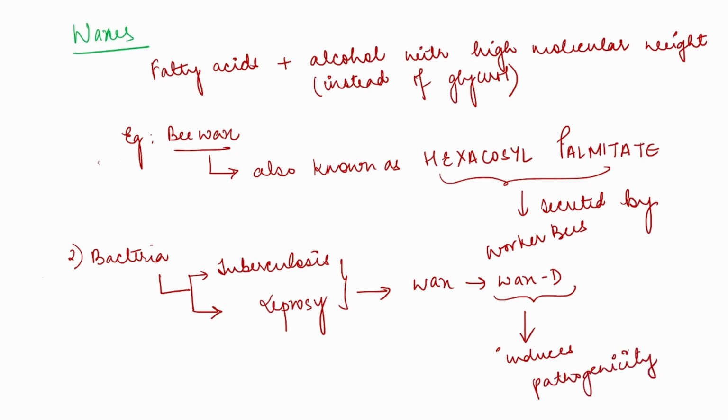So what is important here? In case of waxes, it is a reaction of fatty acid with alcohol other than glycerol, and that alcohol must have high molecular weight. Example is beeswax, also known as hexacosyl palmitate, secreted by worker bees. And bacteria that cause tuberculosis and leprosy secrete a wax known as Wax-D that induces pathogenicity. So that's all about waxes.